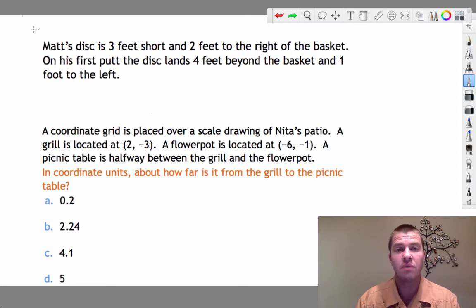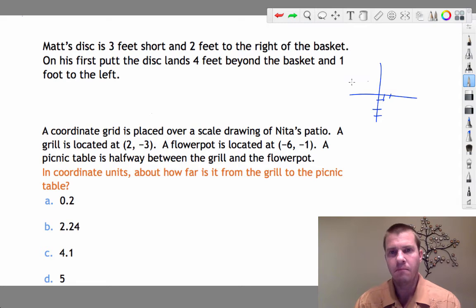This is a problem where he's playing disc golf, and it says Matt's disc is 3 feet short and 2 feet to the right of the basket. On his first putt, the disc lands 4 feet beyond the basket and 1 foot to the left. So if you sketch it out, pay attention because it's not in the order of your XY.